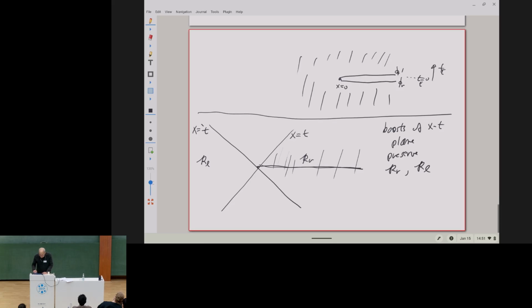Before I do that, though, we could discuss how Lorentz invariance acts on the Rindler wedge.